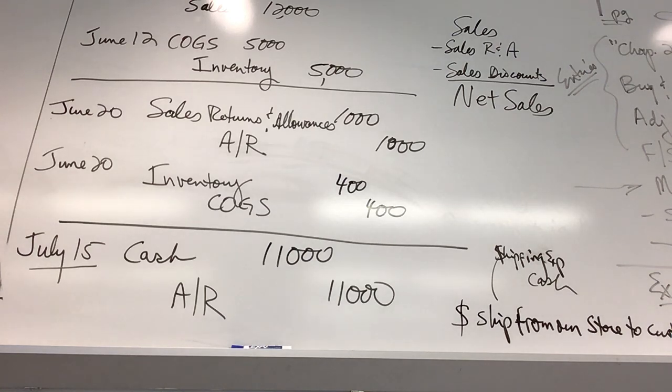Okay? And again, on the test, I'm not going to ask you this entry or that entry. I know it's in the notes, but I might ask you, which one of these goes to inventory? Is it going to the store or is it going from the store? The answer is to the store. This rule only applies when inventory is getting to the location and condition to sell it.